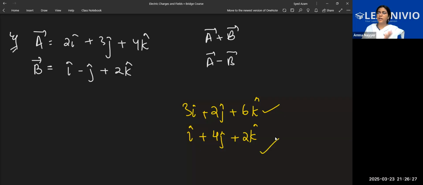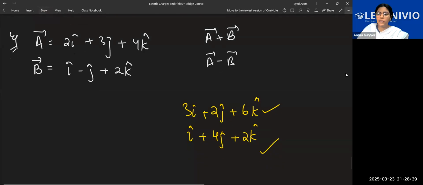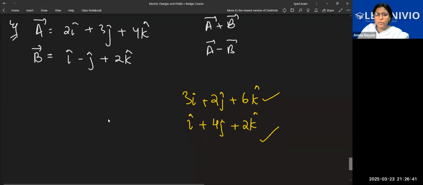Good, Abyaz. Now you've understood, you've remembered, you've recalled this whole concept. Yes, ma'am. Okay, now in this question only, we had one more part, if you remember. That was the calculation of the magnitude. See, magnitude part is very easy.